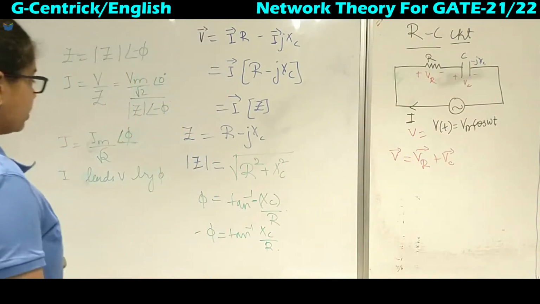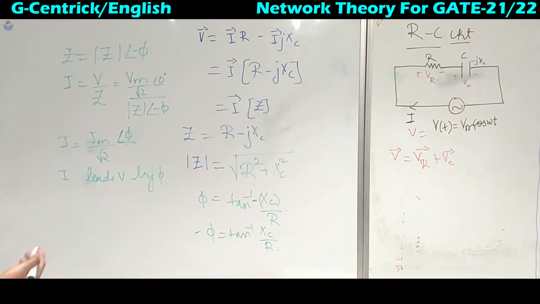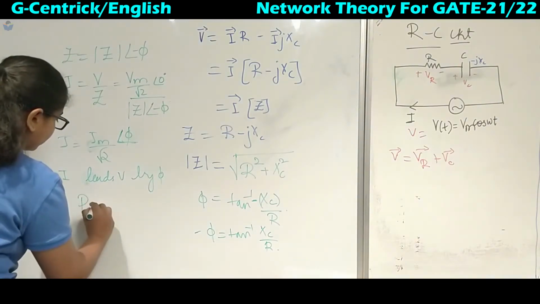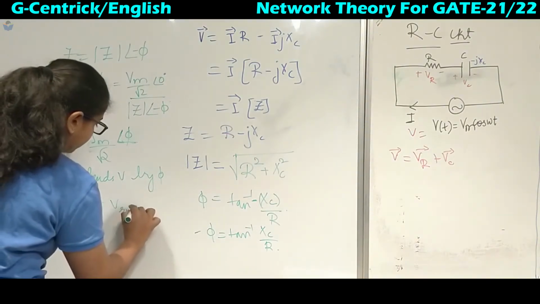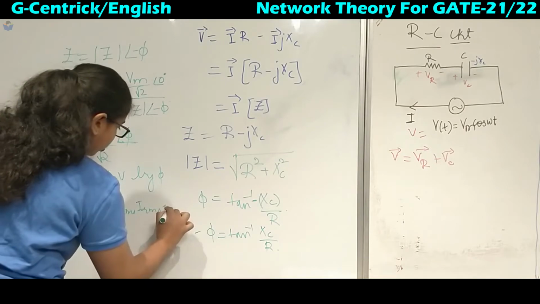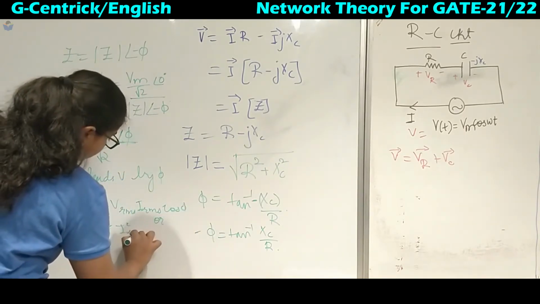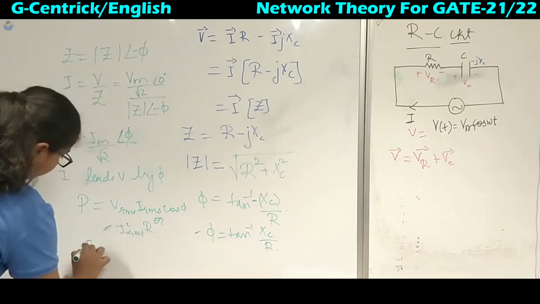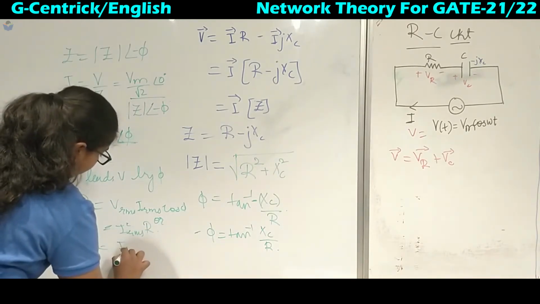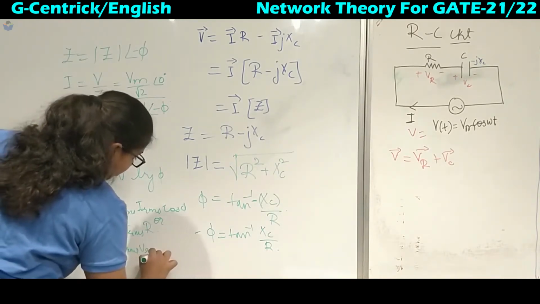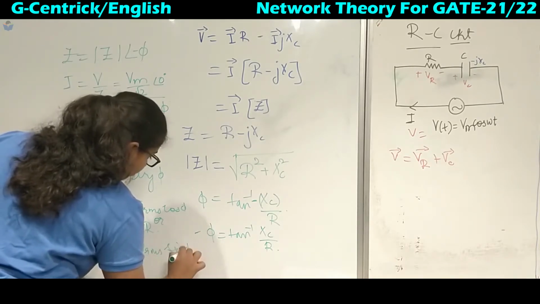Now we will see the instantaneous power. Power is nothing but VRMS into IRMS cos phi, or you can write I square RMS into R. And the reactive power will be VRMS into IRMS into sin phi.